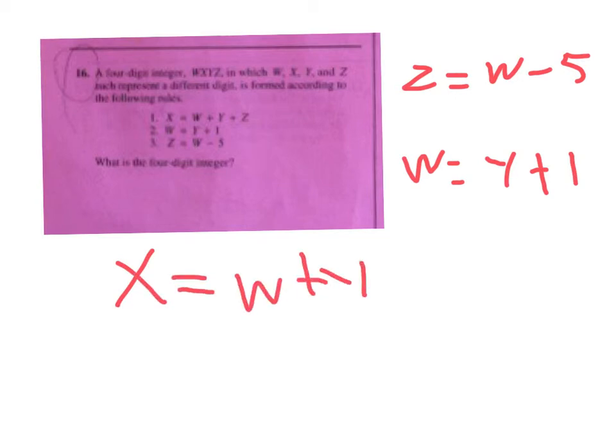If you add, obviously Z is going to be 5 bigger than W, and they are different digits. The next one, W equals Y plus 1. What that means is W is 1 bigger than Y, but also 6 less than Z because of the two that go together. And then I think it says for number 1, X equals W plus Y minus Z.